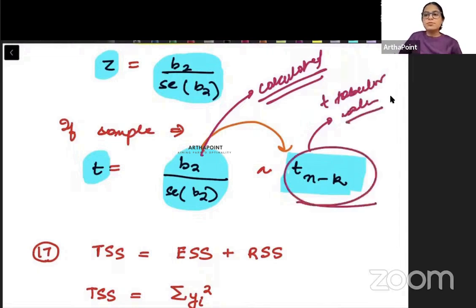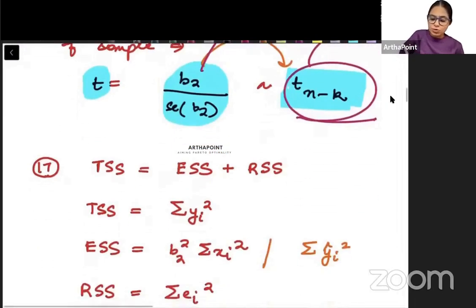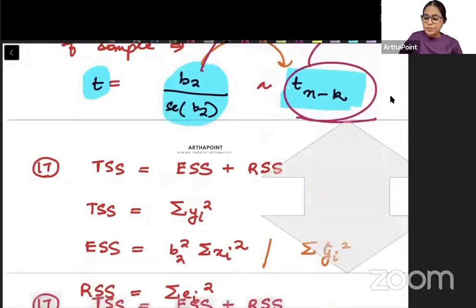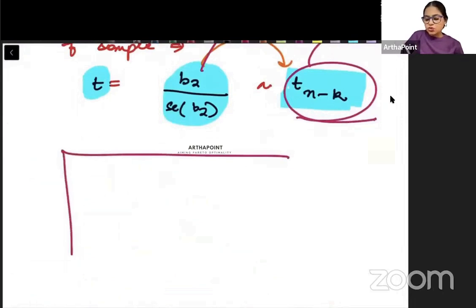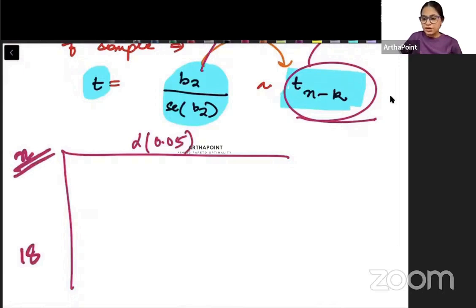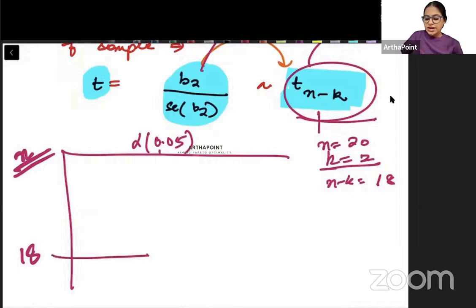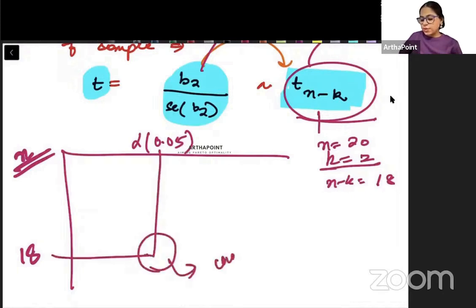The tabular value will come from the table. So you will be provided a table in the exam, and in that table alpha will be given, suppose 0.05. The sample will be given here, suppose 18. Suppose your sample size is 20 and the number of parameters is 2. So n minus k will be 18. So under 18 and under alpha being 5, you will check the value.